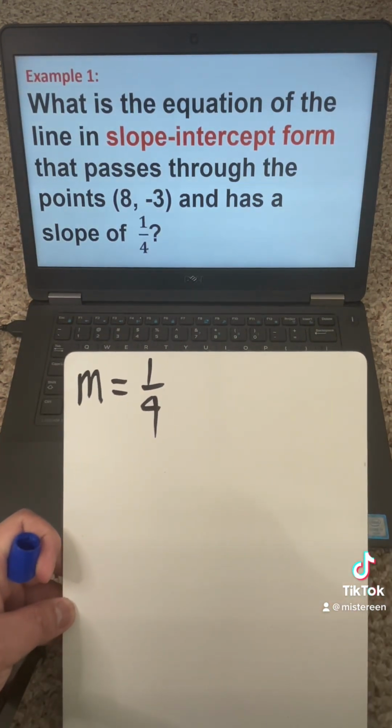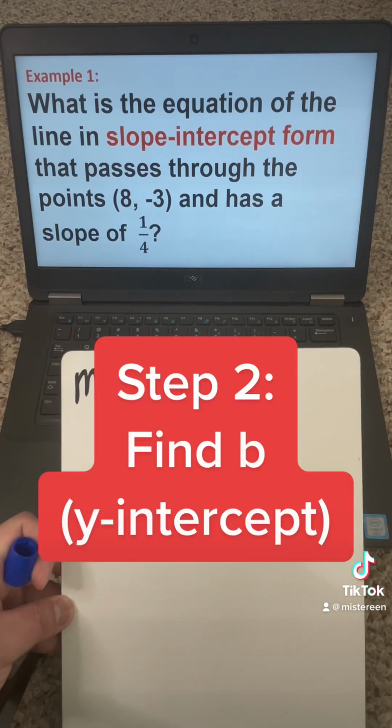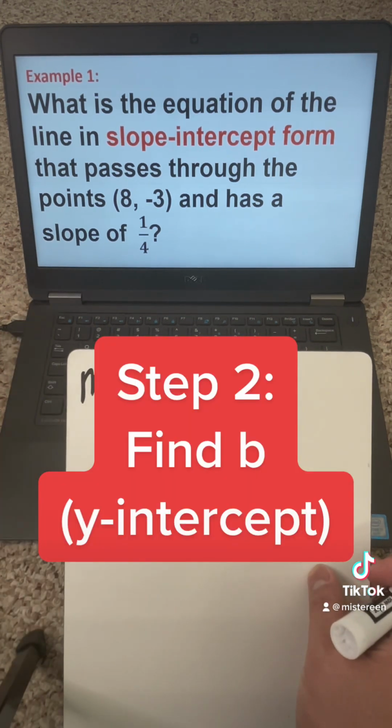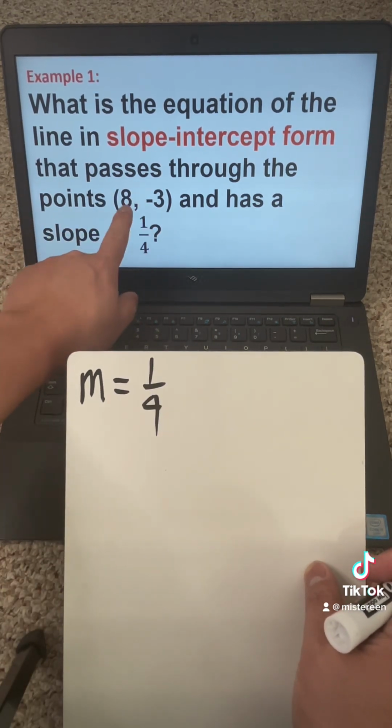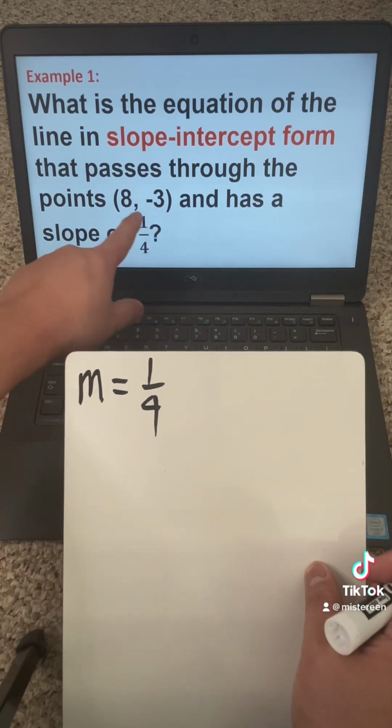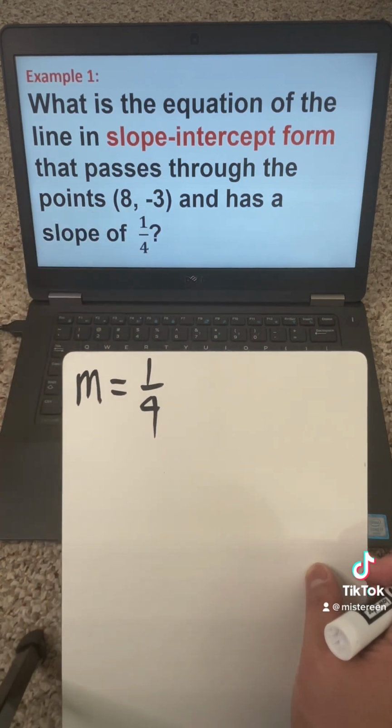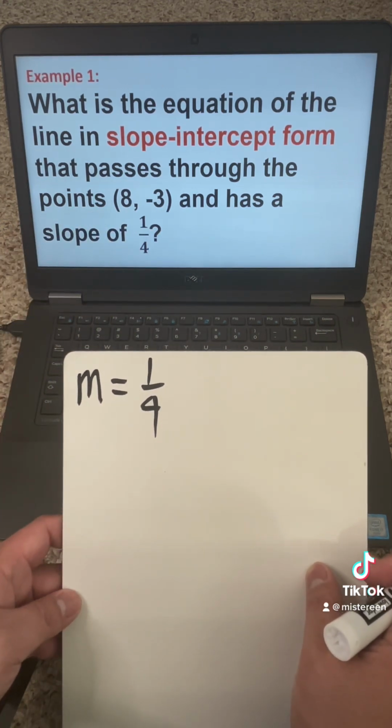Alright, that's step one. Step two is to find the y-intercept. In this problem, we don't have the y-intercept. This is not a y-intercept because if x is 0, then that must be a y-intercept, but because it's not x equals 0, we don't have the y-intercept. So therefore, we need to calculate it.